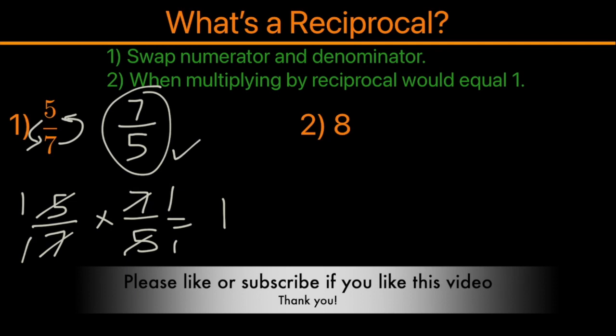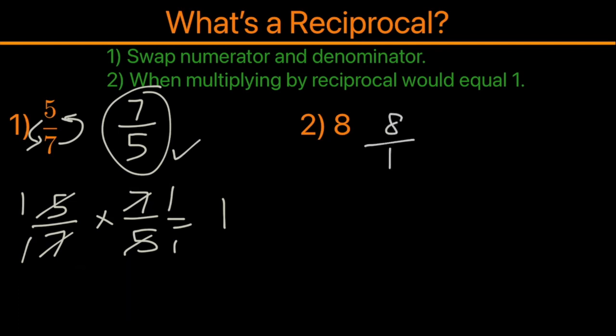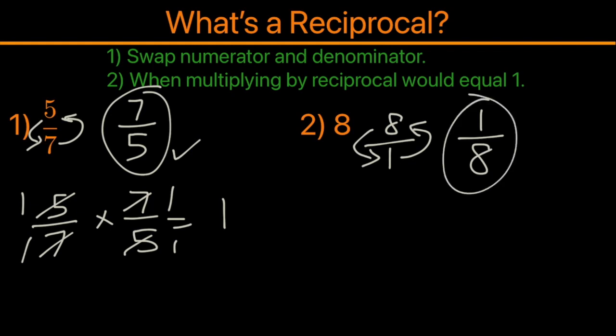For the second example, we have a whole number of 8. And since this is not a fraction, we need to first convert it to a fraction. So 8 is equivalent to 8 over 1. Then we want to swap the numerator with the denominator and it becomes 1 over 8. So 1 over 8 would be our answer for number 2.